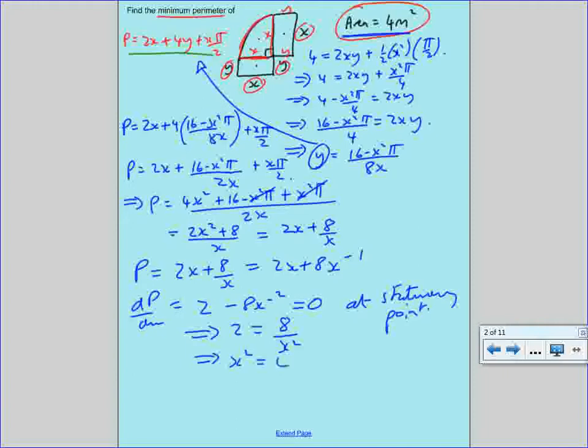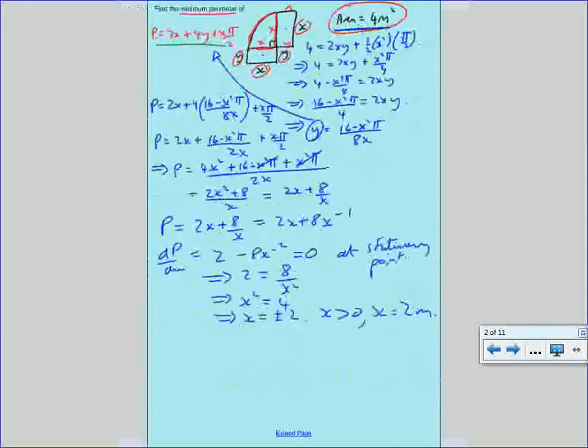So if I rearrange, this gives me this, and therefore I get x squared equals, rearrange again, pause the tape if you need to. So therefore x equals plus or minus 2. But as x is a length, we know that x must be greater than 0, so x must be 2 meters. Okay? We're not finished.